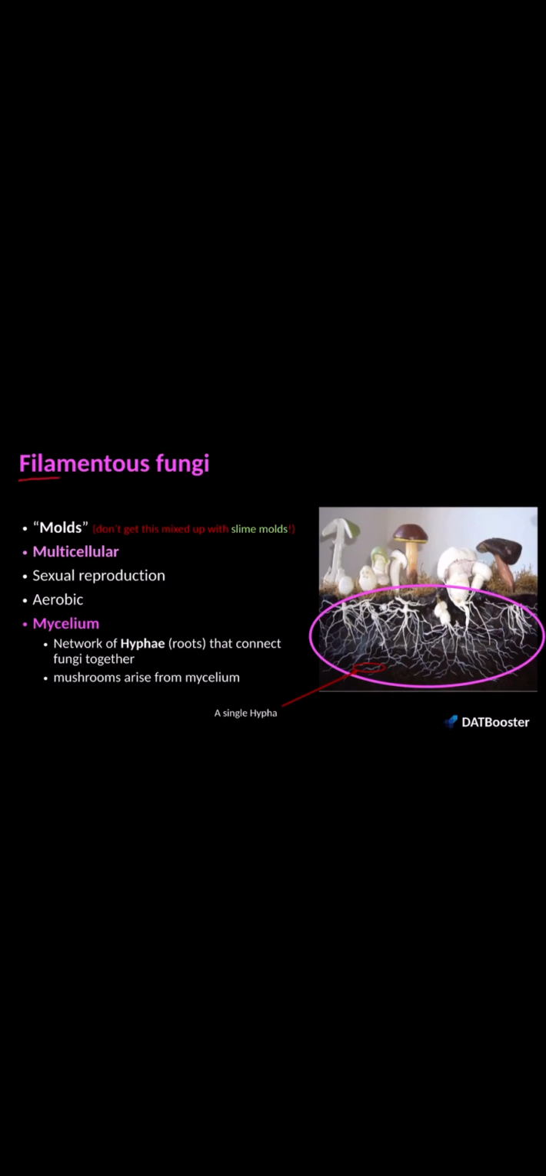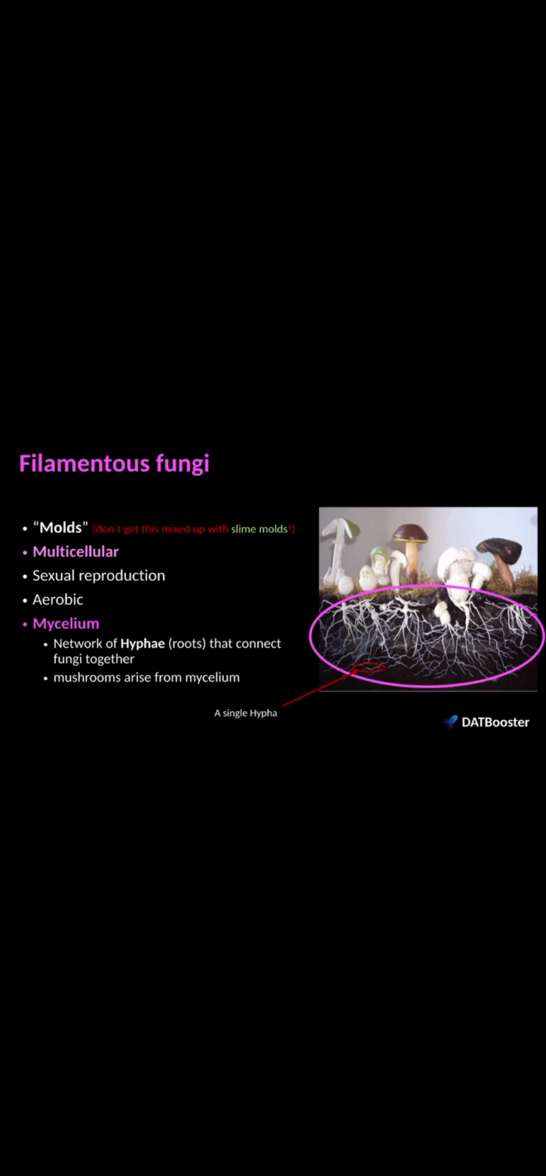Let's look at filamentous fungi or multicellular fungi. We can use both terms to describe this group. Multicellular filamentous fungi are sometimes referred to as molds, but don't get that confused with slime molds. Remember, that's a fungus-like protist. That's in the kingdom Protista. We're dealing with the kingdom fungi right now, true fungus. Unlike non-filamentous fungi, filamentous multicellular fungi can also reproduce sexually. We're going to look at that later on. Filamentous fungi are also aerobic, meaning they live in the presence of oxygen and undergo aerobic metabolism.